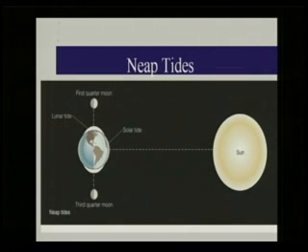However, if the sun and the moon are at 90 degrees, this happens at a first quarter moon and at a third quarter moon, then the moon's gravitational attraction will be counteracted by the sun and there will be less of a tidal range produced. This is a neap tide.